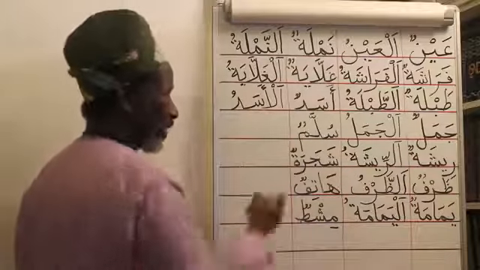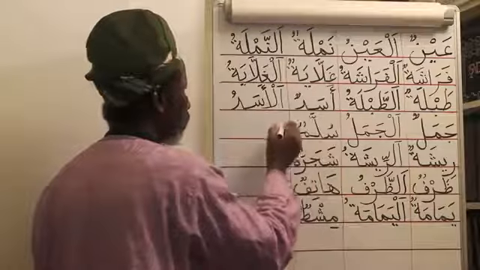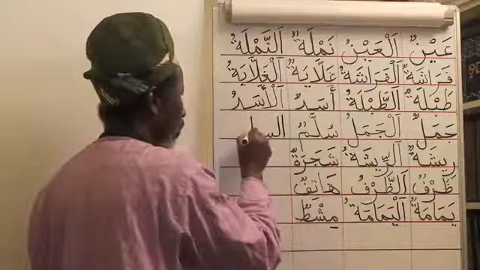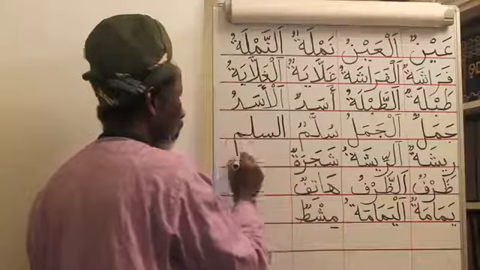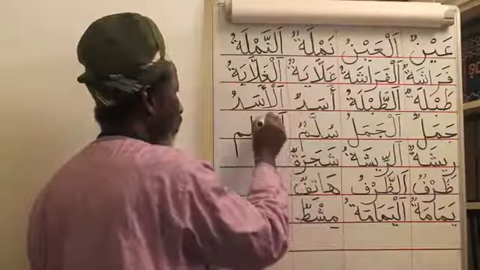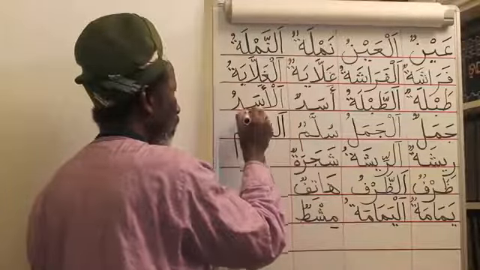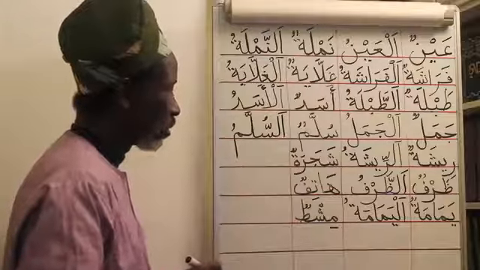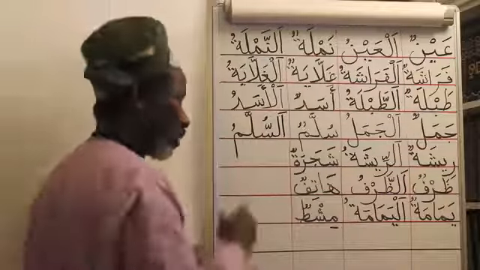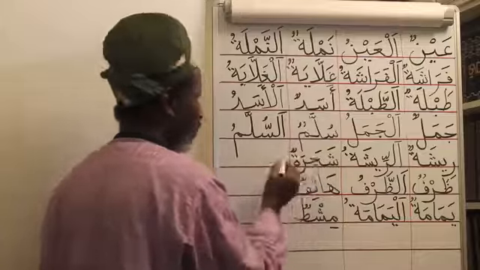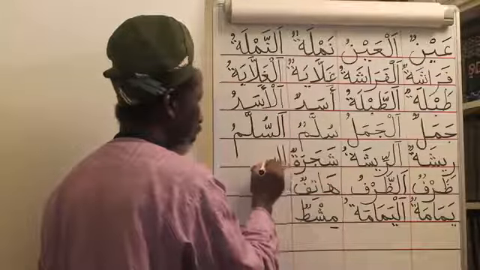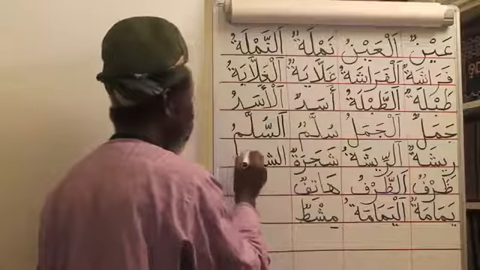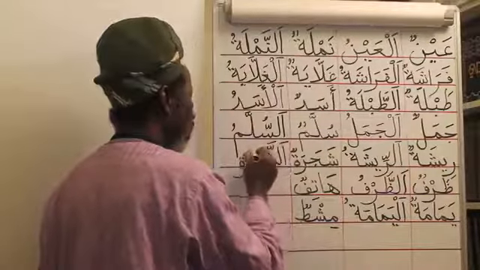Sullamun. Sin is a sun letter. You will say As-Sullamu. Shajaratun. Ash-Shajaratu. Another sun letter. Ash-Shajaratu.